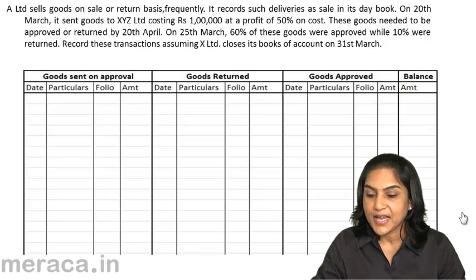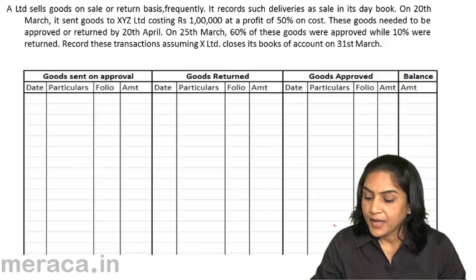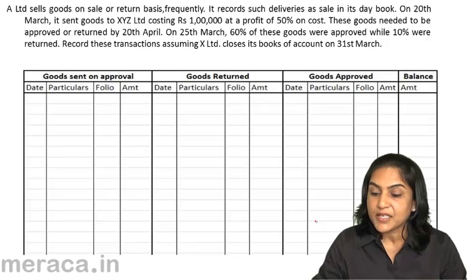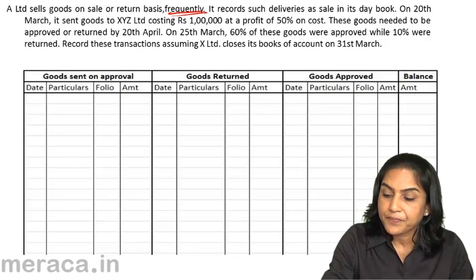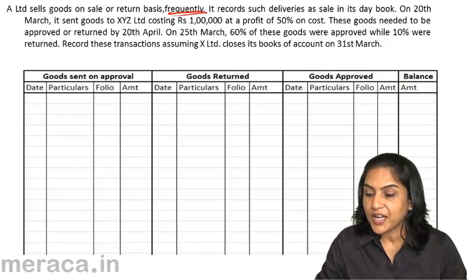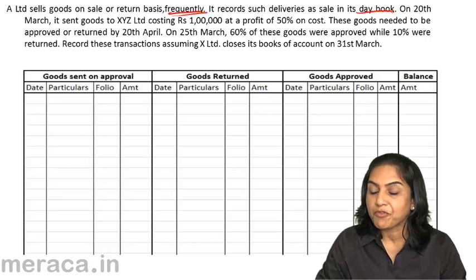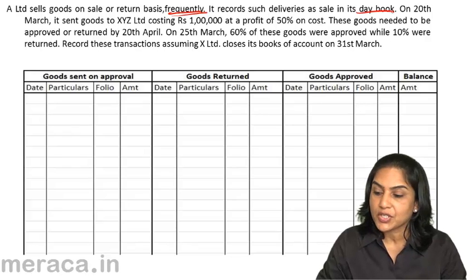A small exercise to test our understanding. A Limited sells goods on sale or return basis frequently. It records such deliveries as sales in its day book. On 20th March, it sent goods to XYZ costing rupees 1 lakh at a profit of 50% on cost.